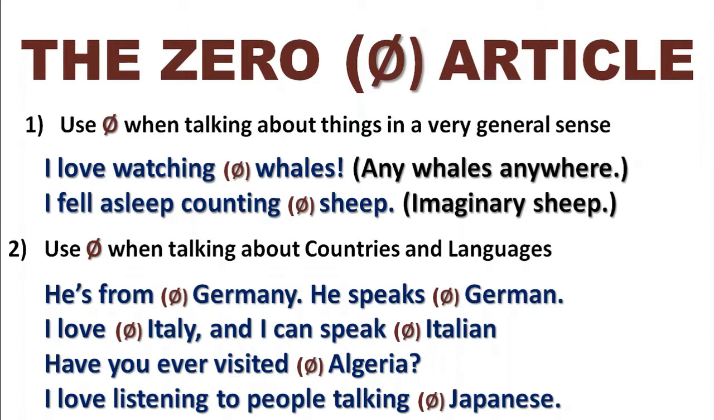So we would say, have you ever visited Algeria? Zero article. Or we could say, I love listening to people talking Japanese. So we don't use any article when talking about most countries and languages.